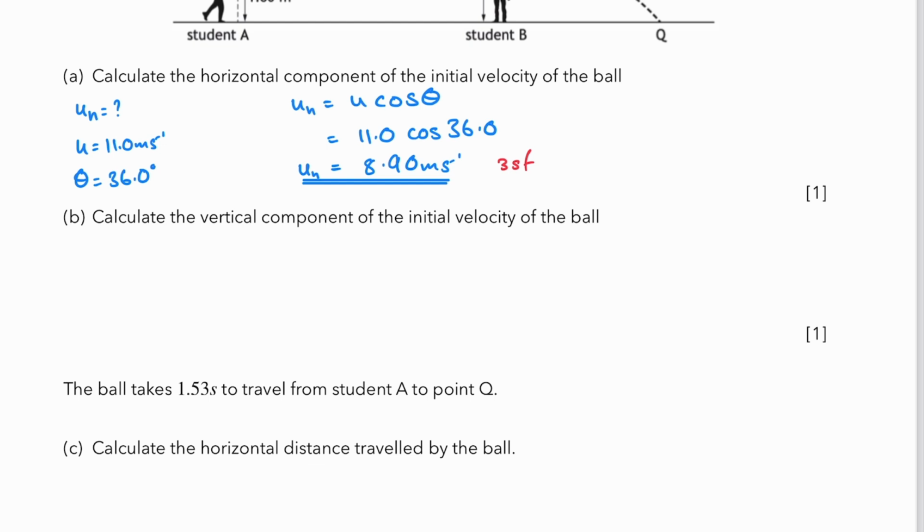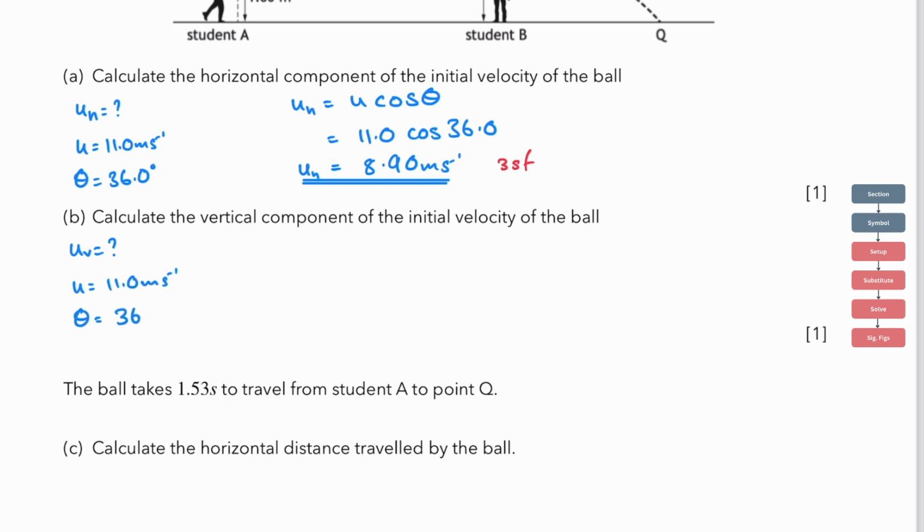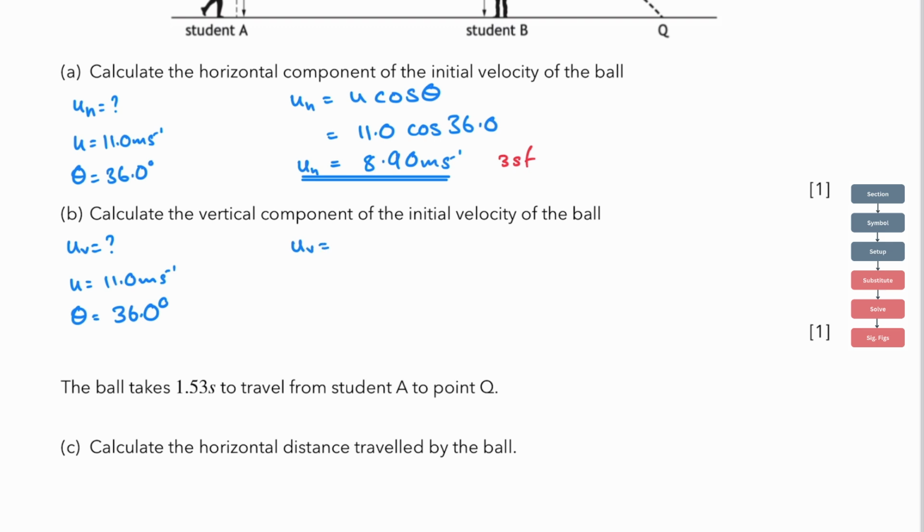B, calculate the vertical component. We want to know the vertical component. Again, our data is u. Probably don't need to write this out again, to be fair. Just trying to show you the process. Head to the section of our data booklet. We're looking at the same section. It's kinematics, components of vectors. Our symbols are written down the left-hand side. Our setup for the right equation is u_V equals u sine theta, because it's the vertical component this time.